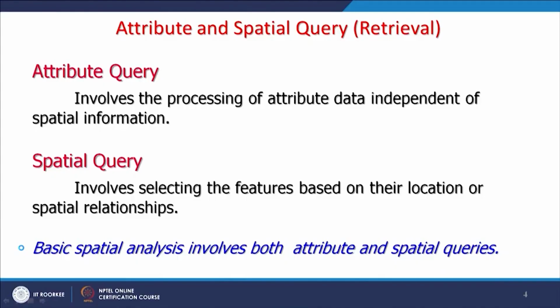So basic spatial analysis involves both attribute and spatial queries. This is a very frequent operation which is done on a GIS system or GIS database, which involves querying the system and retrieving the information as per user-defined specification. If you recall the definition, the last part was that we model as per user-defined specification. So the user has to define what his requirements are, what he is looking for or taking out of the data or querying from the system.